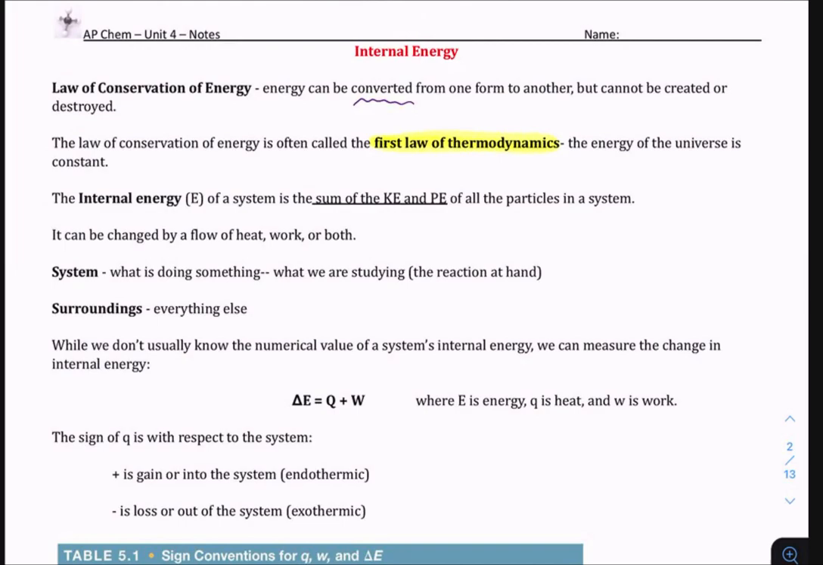Okay, so the internal energy of a system. Let's stop here for a second. System, what's a system? In our context, the system is the reaction. Okay, the reaction, which means reactants and products. So whenever I say system, that is what I mean. I mean all of the reactants and all of the products. So, the internal energy of a system, of a reaction, is the sum of the kinetic and potential energies of all of the particles present. Kinetic and potential, okay? Now, the internal energy can be changed by these factors: heat, or work, or both of them.